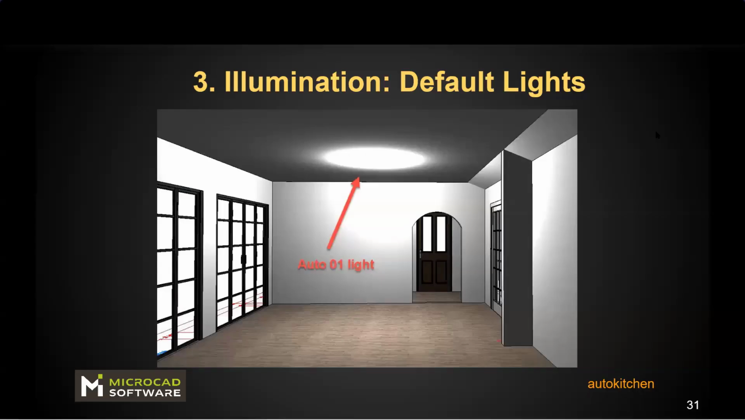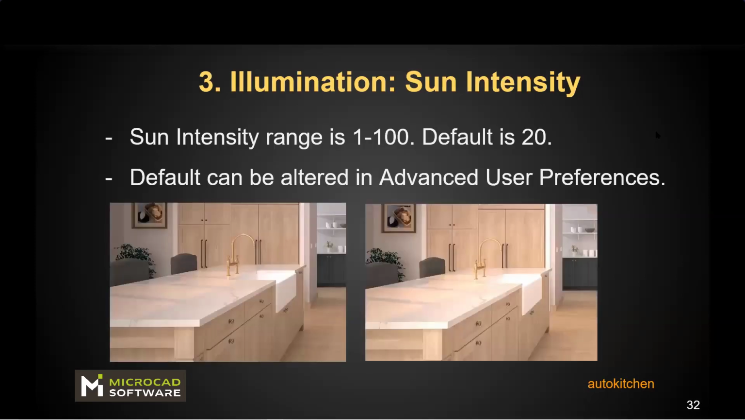Let's see. So default lights include the sun and the auto lights, right? Let me tell you a little about the sun, because I think in most cases it will be helpful to have the sun. So the sun can be controlled via altering the intensity. You can also control the orientation. The range of the sun intensity is from 1 to 100. I'm again talking about version 21 and 22.